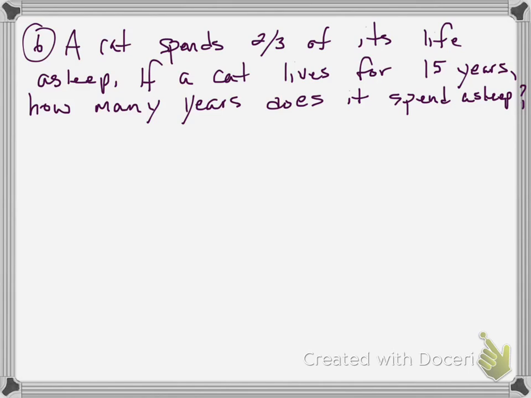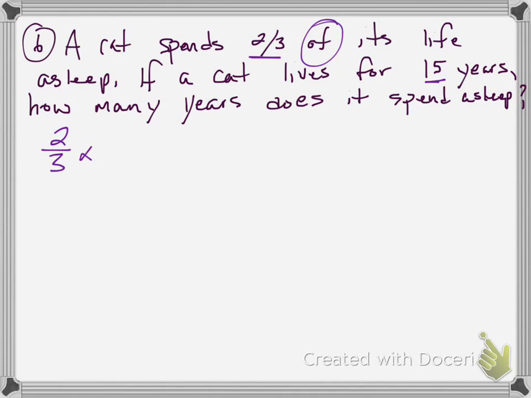Number 6. A cat spends 2/3 of its life asleep. If a cat lives for 15 years, how many years does it spend asleep? When we see this word of, this is one of our keywords that tells us to multiply. So the most straightforward way of doing this problem is to multiply. Well, it's not the only way. But let's do the multiplying.